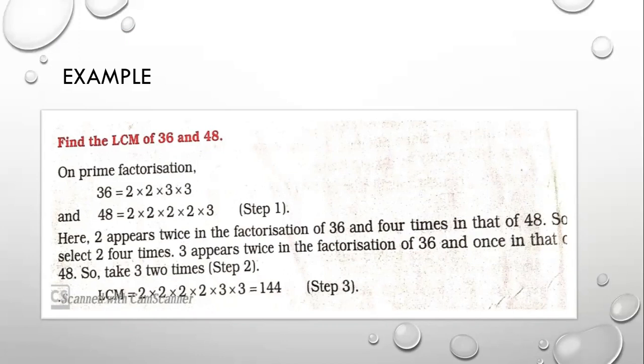If the question does not specify which method to use to find the LCM, you can go with any method you like, whether it is prime factorization or the division method. But if the question specifies to find the LCM either by prime factorization or by the division method, then you have to follow that. Okay, so see here, first of all we look at the number 36.